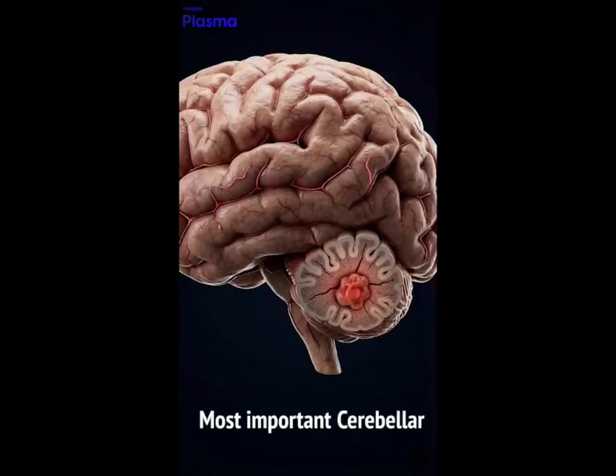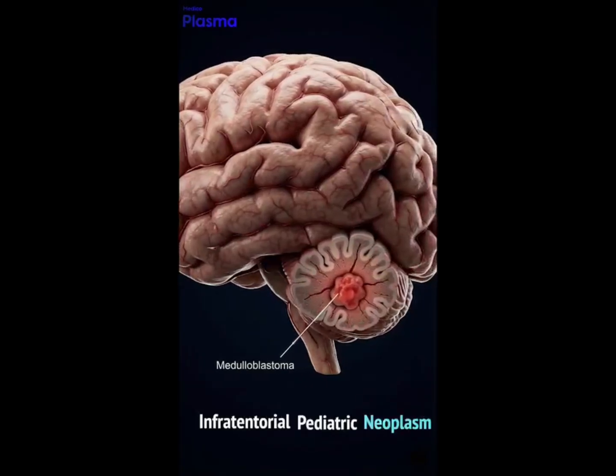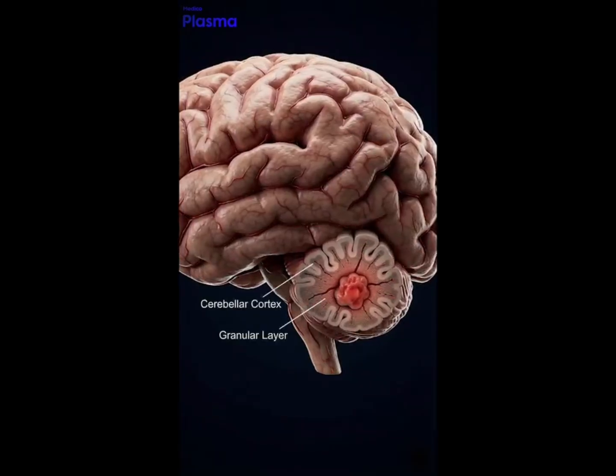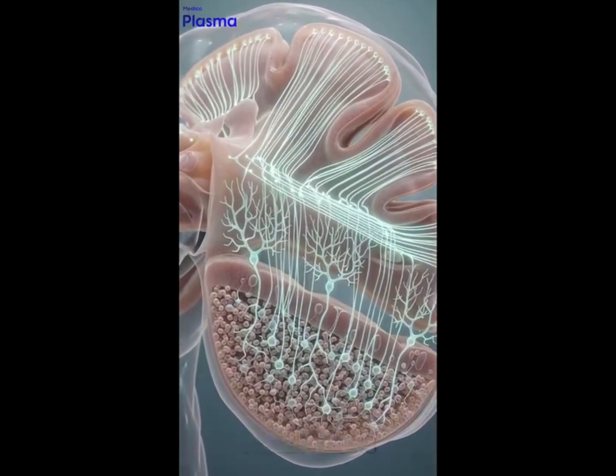One of the most important cerebellar tumors is medulloblastoma, a common infratentorial pediatric neoplasm arising from the granular layer of the cerebellar cortex. Their axons ascend to the molecular layer and bifurcate into parallel fibers.